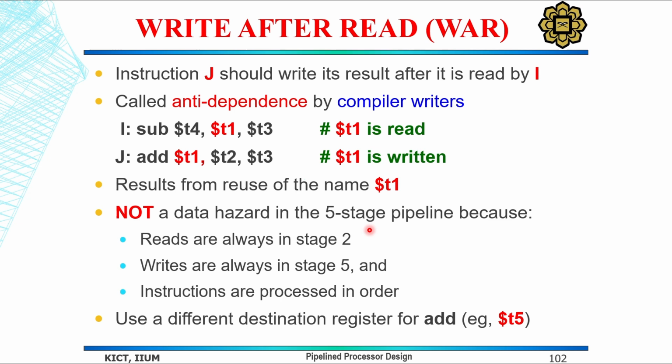You could also use a different destination register for the add instruction, for example $15, and then there is no problem at all. So write after read is not a hazard in this pipeline because reads are always in stage 2, instruction decode, and writes are always in stage 5, write back. Instructions are processed in order, so even if we use a different register for add, for example $18, write after read is not a problem.